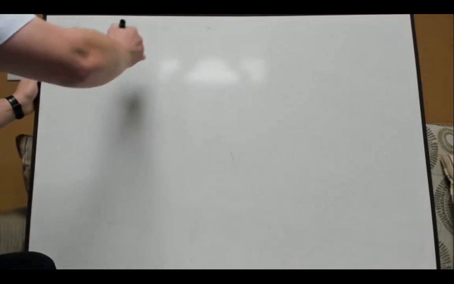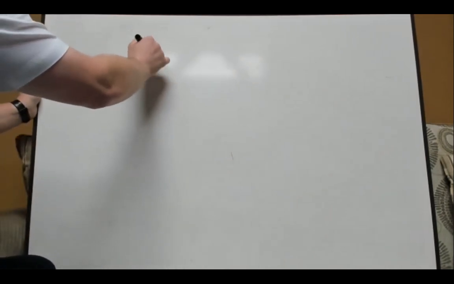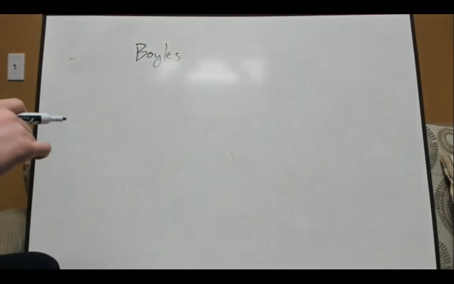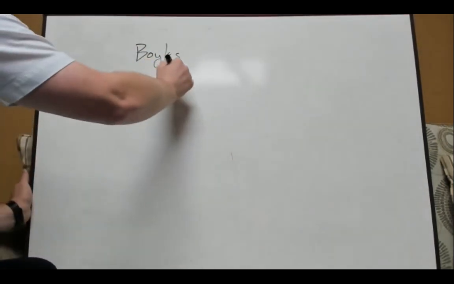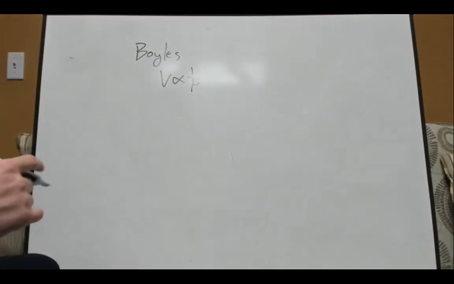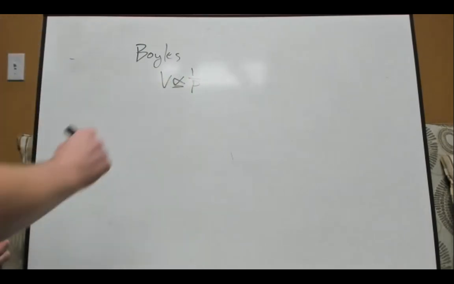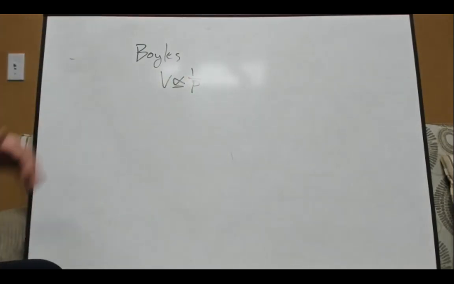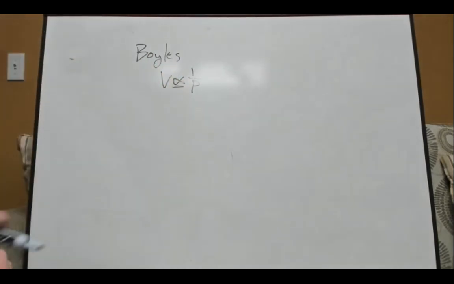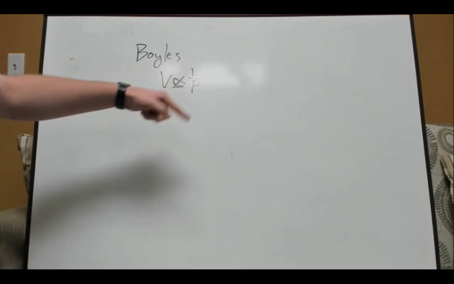So let's look at Boyle's. We're going to do this relationship for Boyle's. Now, what did we say about Boyle's? We said that the volume is inversely proportional to the pressure. This little symbol here looks like a sideways A, like an alpha. That means proportional to. So volume is proportional to the inverse of pressure, right?